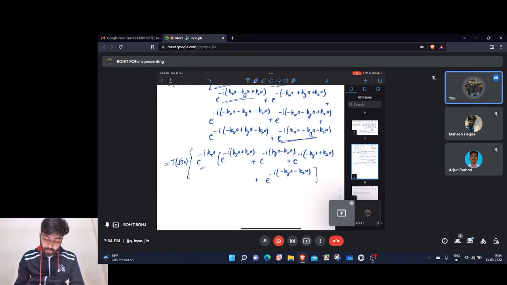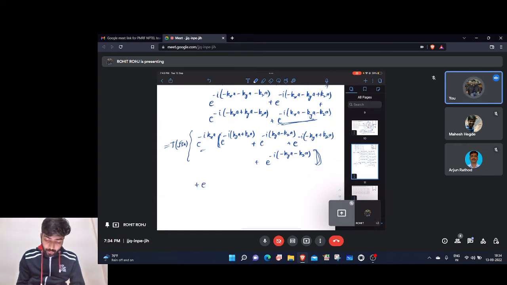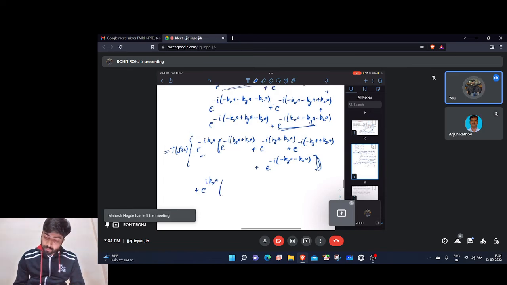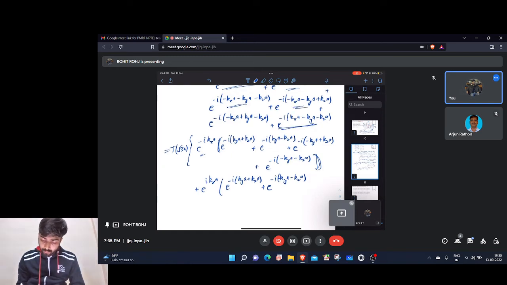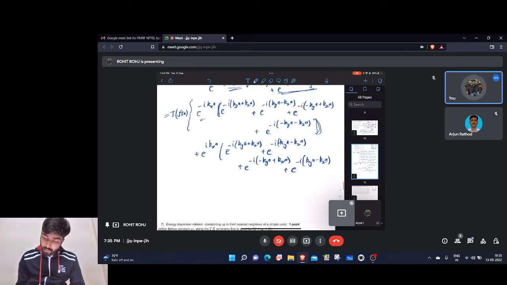So these are the two brackets I'm talking about. Then I can take out e to the power i kxa common. From this term I will have e to the power minus i, kya plus kza. Then from this term minus of kya minus of kza. Then here power minus i minus of kya plus kza, plus e to the power minus i from the last term, minus of kya minus kza. And here I close the two brackets.